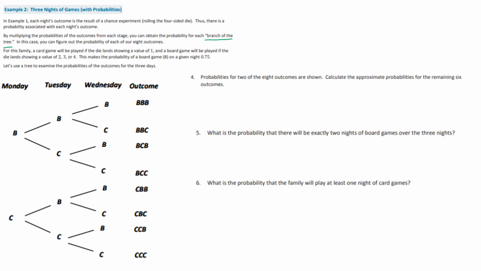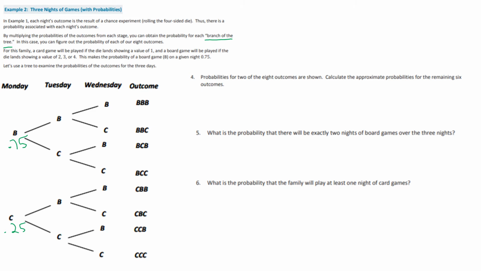We're multiplying the probabilities. So it says, for this family, a card game will be played if the die lands on a value showing 1, and a board game if it is 2, 3, or 4. That makes the probability of B 0.75, which we knew, and it makes the probability of C 0.25, which we knew.